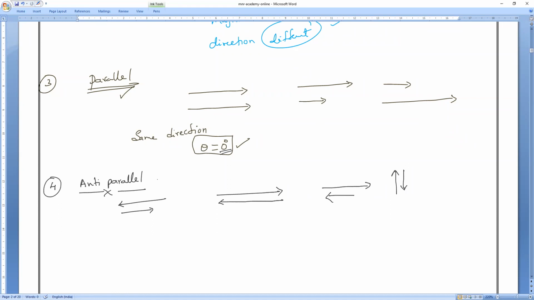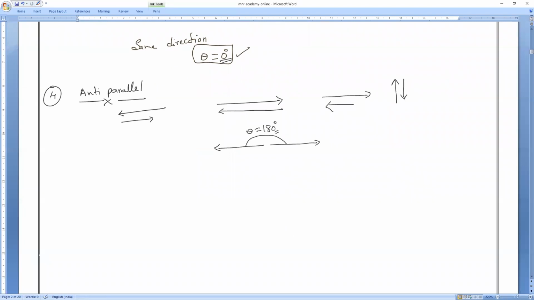For example, if both are on the same line and opposite in direction, what is the angle between them? Theta is equal to 180. 180, understand? That is what you have to remember. Clear? Any doubt, anybody?